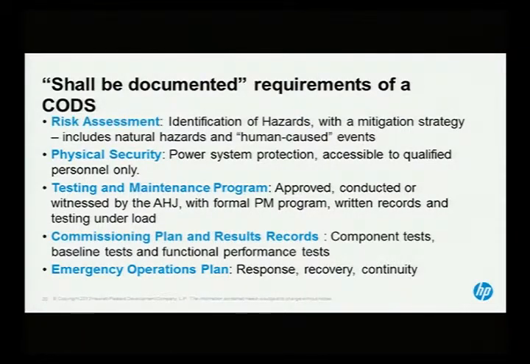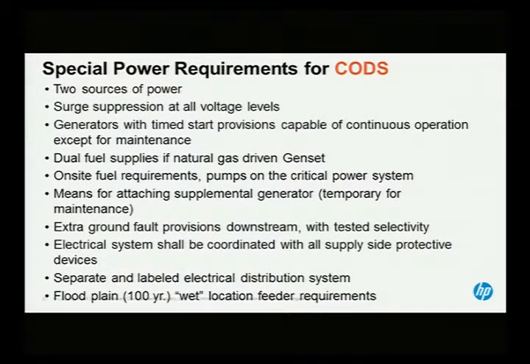So that's the first piece of it, the documentation piece of it is how you're going to manage your data center physical governance. The second piece is there are special power requirements required for these things. Two sources of power, surge suppression, generators with timed starts, which means when there's a hit on the utility side, it's a timed start, it'll wait 2, 3, 4 minutes before it'll start up. Dual fuel supplies if you have natural gas generators. On-site fuel requirements are stated in the code. The fuel pumps have to be on the critical power systems.